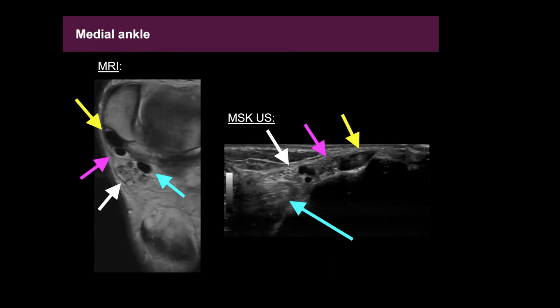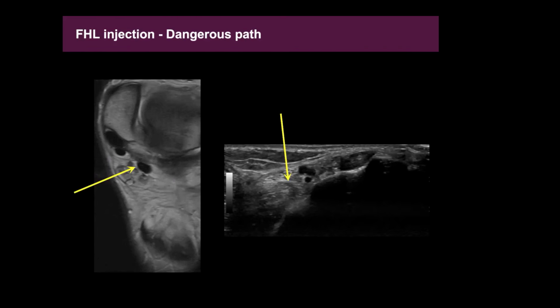Even though some patients who are edematous or have a big body habitus, it might be difficult to see. But say you're wondering about flexor hallucis longus tendon injection. You certainly can't go in the yellow arrow line, right? Because you're going to just traverse those neurovascular structures. So then what can you do?